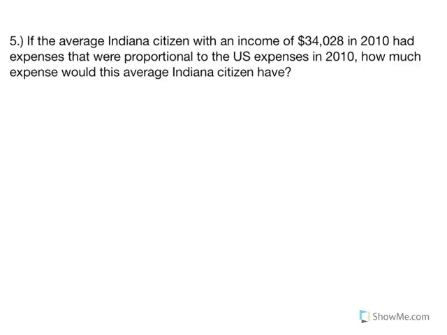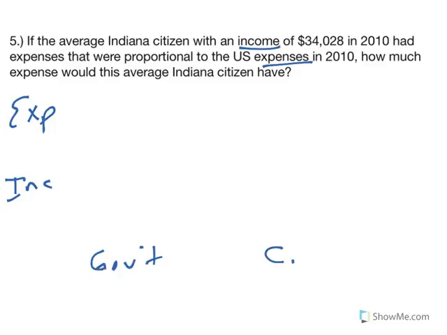Number 5, if the average Indiana citizen has an income of $34,028 in 2010 and had expenses that were proportional to the U.S., how much expense would this average citizen have? So, we talk about income and expenses. When we set up our proportion, I'm going to put expenses on top and income on the bottom, and we are going to compare the government to the citizen. So this is my setup of my proportion.